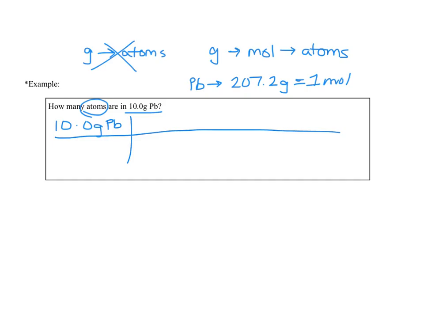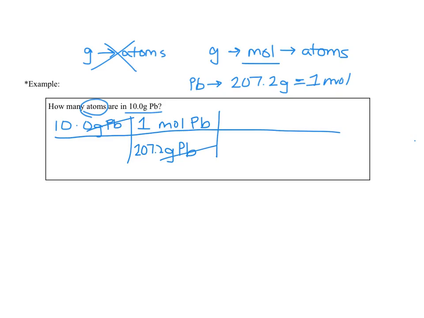And the first thing I want to cancel is my grams of lead. So I'm going to take this unit of grams of lead and put it down here in the diagonal right box, and I'm going to convert that into moles first. So I want to go from grams of lead to moles of lead. The molar mass that I find on the periodic table, which is 207.2, that's going to go right here, and that's how many grams I have in 1 mole of lead.